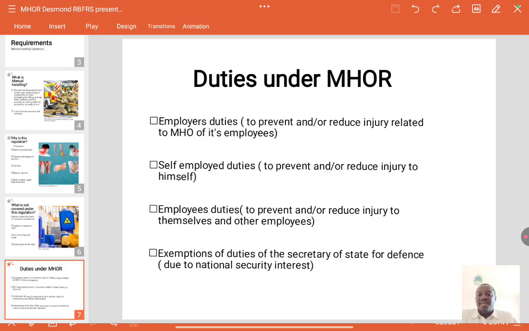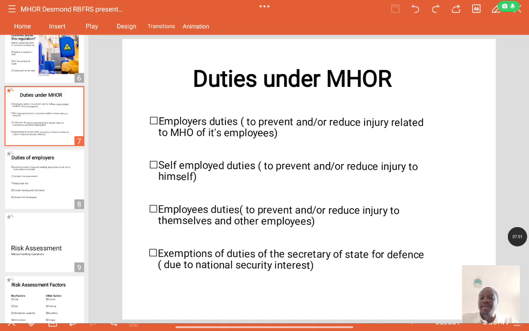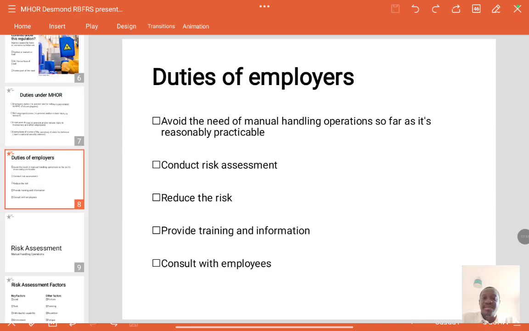The last one is not a duty but is an exemption of duty, as you can see in the slide, and it gives exemption to the Secretary of State for defense purposes for workers that would be working under national security interest undertaking manual handling. Now the duties of employers. Let's get on to the duties of employers.